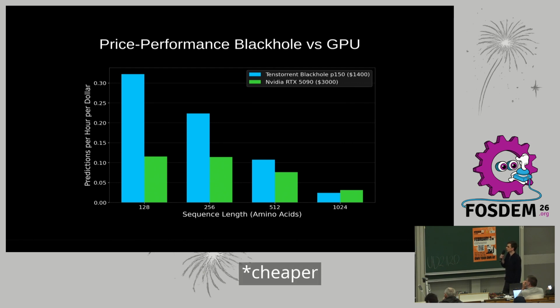The Tenstorrent card is significantly faster, and if we look at the predicted structures per hour per dollar, we have better results for the Tenstorrent cards for all proteins except the one with more than 1,000 amino acids. But I still think that there's a bug for large proteins, and I hope we can solve it and also get better for larger proteins. So I think Tenstorrent cards already have very good price performance, and for small proteins, the Tenstorrent Blackhole card is actually faster than an RTX 5090.